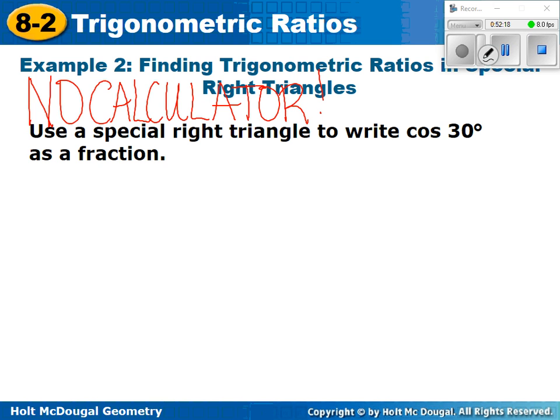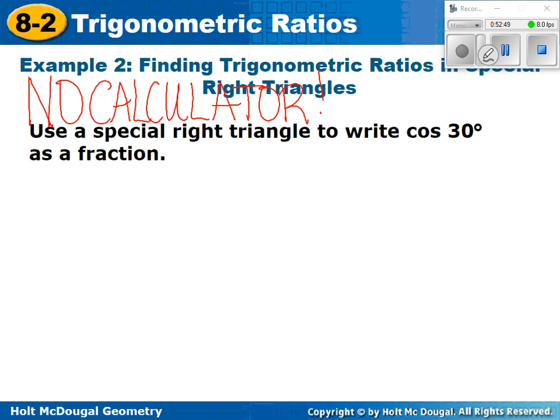On your test, you will get 0 credit if you use your calculator. And I will know that you used your calculator because your calculator cannot give you answers in simplest radical form. So if you use your calculator, you're going to have decimals. This says use special right triangles to write cosine of 30 as a fraction. The ones I'm going to give you on the test are probably going to end up with radicals, and therefore it'll be very obvious if you use your calculator. So it'll say no calculator on the test.